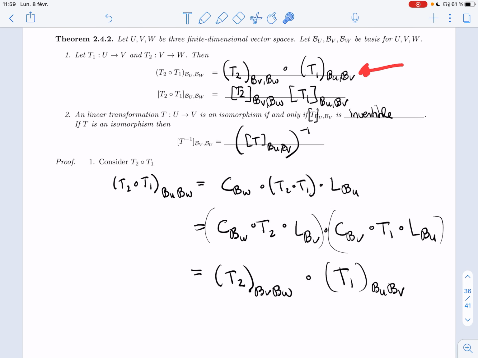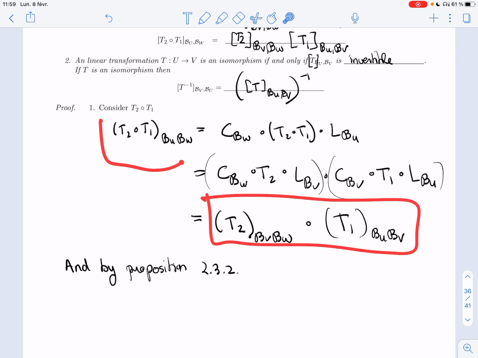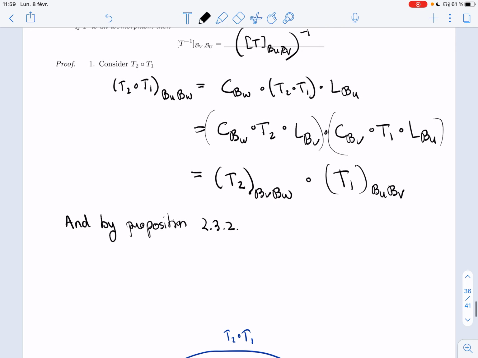It wasn't so bad, it's just that there are so many different letters floating around that without the diagram, I would have gotten lost. And then we're just going to use the proposition. We've already proven these results for Euclidean space, and now this is all in Euclidean space. And so the matrix of T2 composed with T1, from BU to BW, is the same thing as the matrix of the Euclidean map.